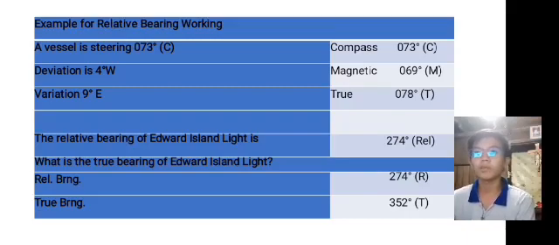This is an example of relative bearing working. A vessel is steering 073 degrees compass. Deviation is 4 degrees west. Magnetic is 069 degrees M. Variation 9 degrees east. True 078 degrees. The relative bearing of Edward Island Light is 274 degrees. What is the true bearing of Edward Island Light?